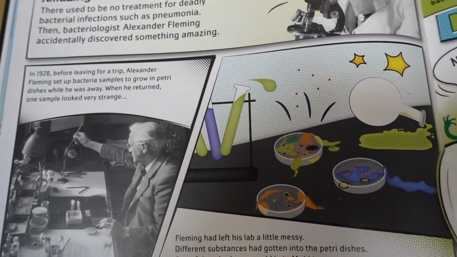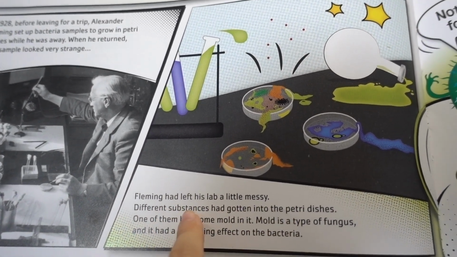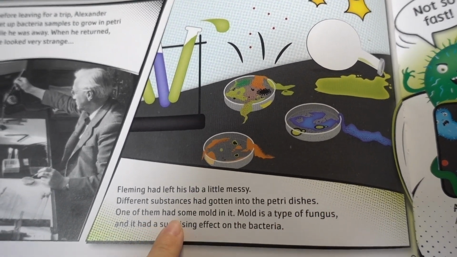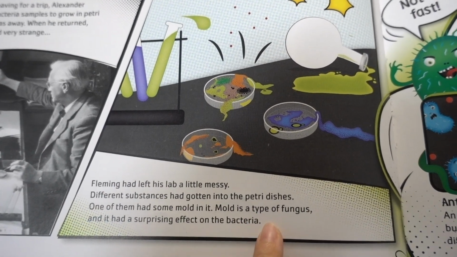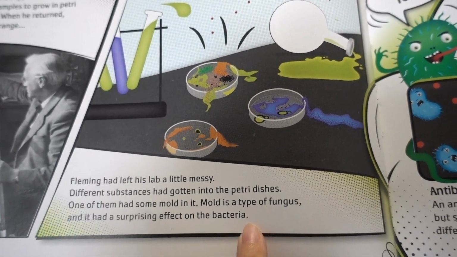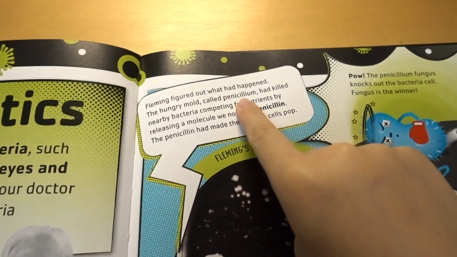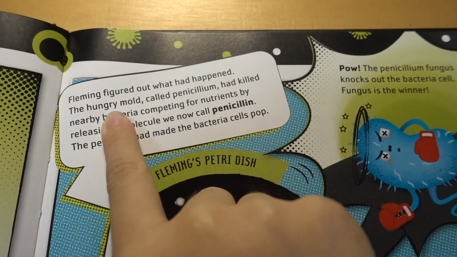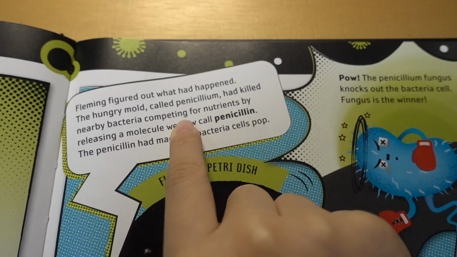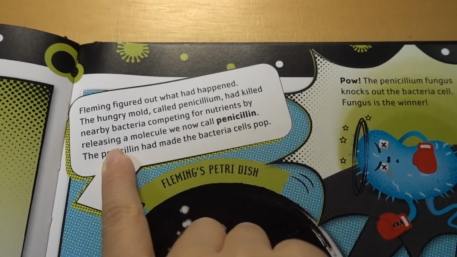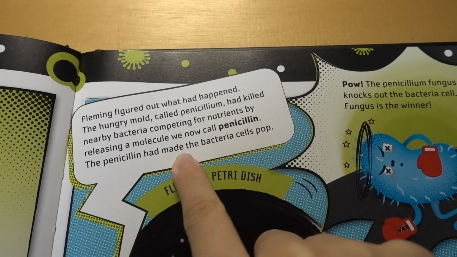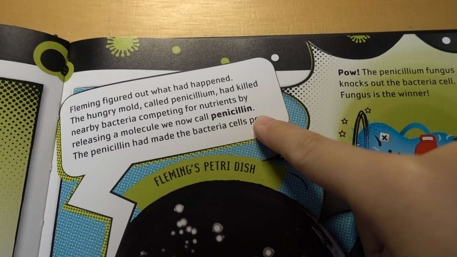Fleming had left his lab a little messy. Different substances had gotten into the petri dishes. One of them had some mold in it. Mold is a type of fungus, and it had a surprising effect on the bacteria. Fleming figured out what had happened. The hungry mold called Penicillium had killed nearby bacteria competing for nutrients by releasing a molecule we now call penicillin. The penicillin had made the bacteria cells pop.